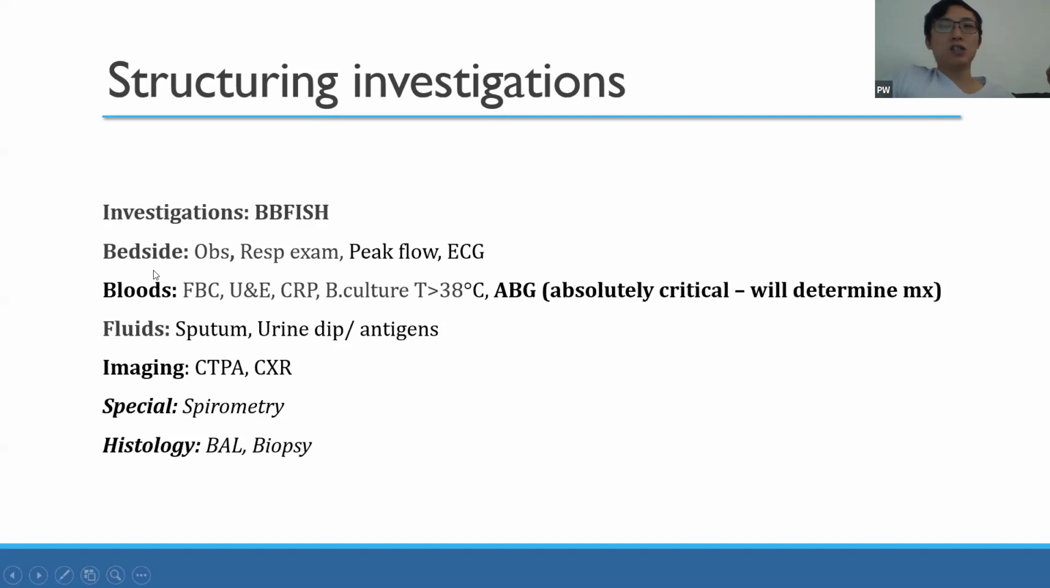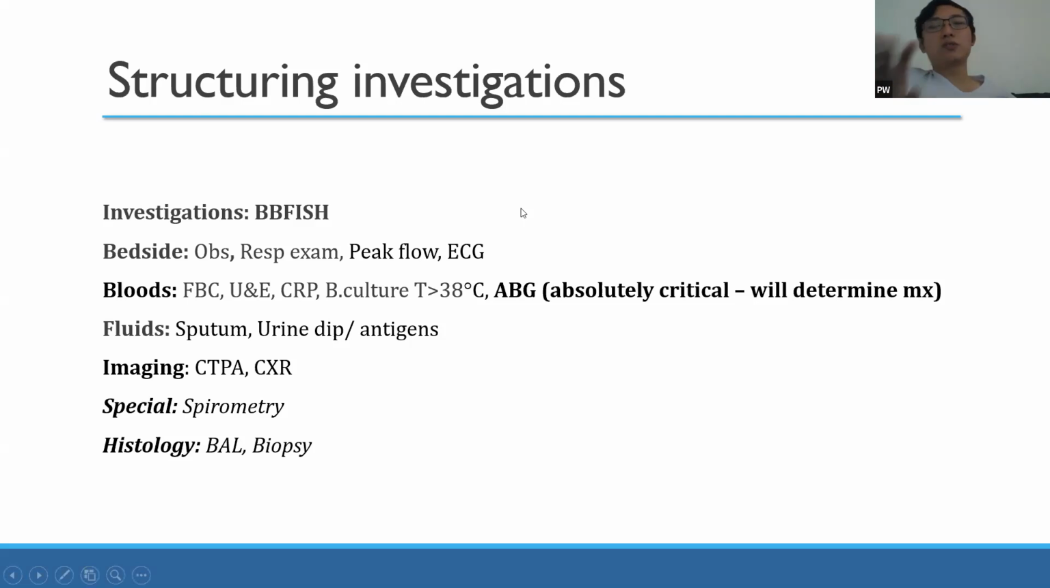BB fish was the way that I always did it. You start off with your bedside investigations: you get your observations, you do your ABCDE, you do your respiratory exam, your peak flow, your ECG, all this stuff you can do at the bedside. You take your basic bloods: your full blood count, your U&Es, your CRP, your bone profile, liver functions, whatever else you need to do. You can take cultures if they're pyrexial.